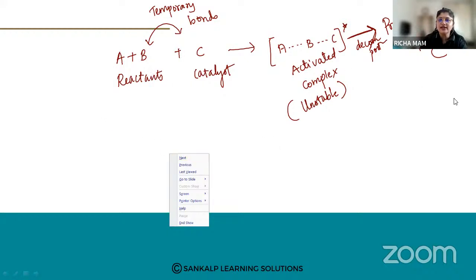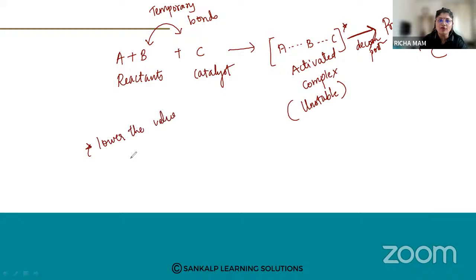Now, what did I say? Next point, activation energy. As the activation energy decreases, the lower the value of activation energy, the higher will be the rate of reaction. So make a point of that. Lower the value of activation energy, higher is the rate of reaction, or faster will be the rate of reaction.